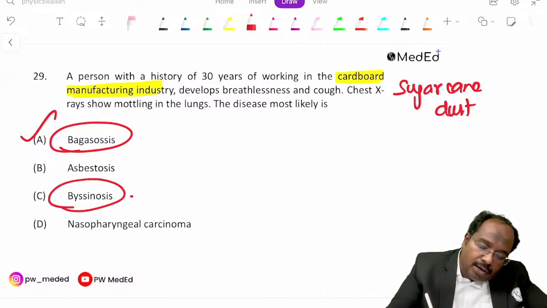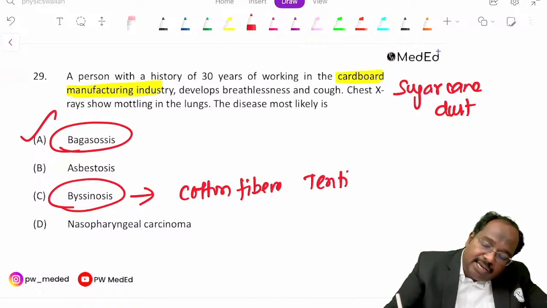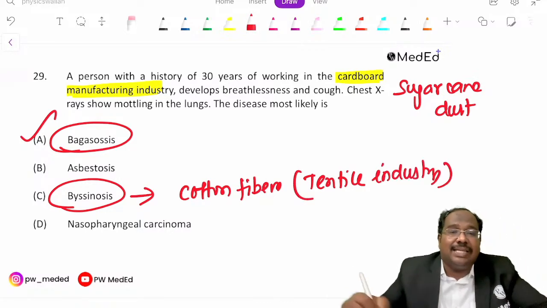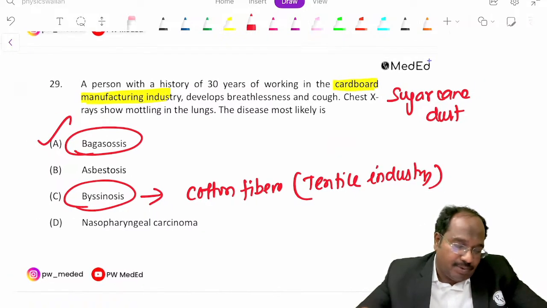Byssinosis is reported in people working in cotton fibers, especially textile industries, guys. Cotton fibers and the textile industry. So bagasosis means sugar cane dust. Byssinosis means cotton fibers, textile industry. Textile industry, it is common. Okay, fine. Next.